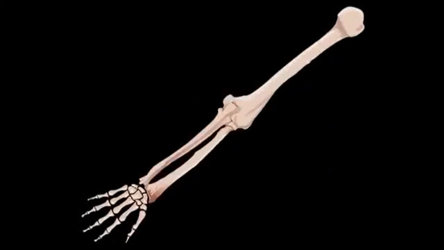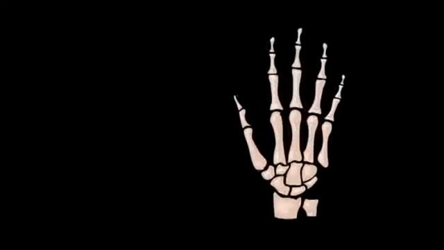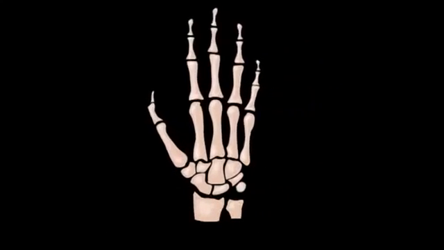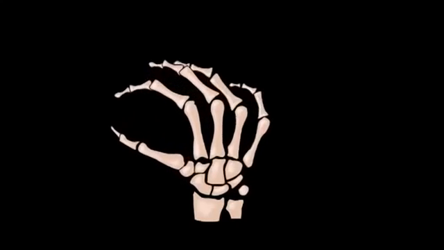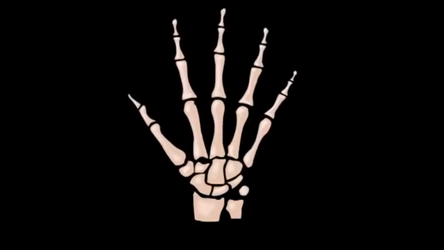The arm itself is composed of the humerus, or upper arm, and the radius and ulna of the forearm, plus the wrist and hand, which consist of 27 separate bones. Because of this large number of small bones, our hands are capable of more movement than any other part of our body.